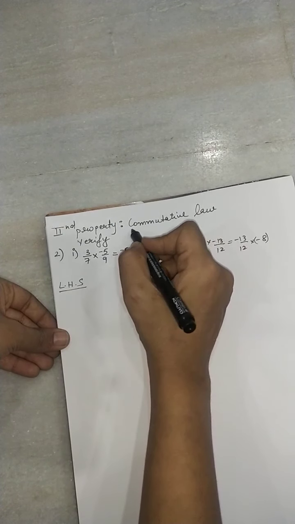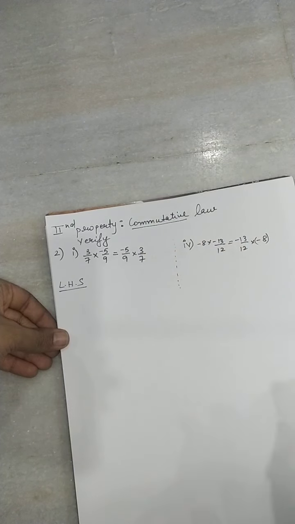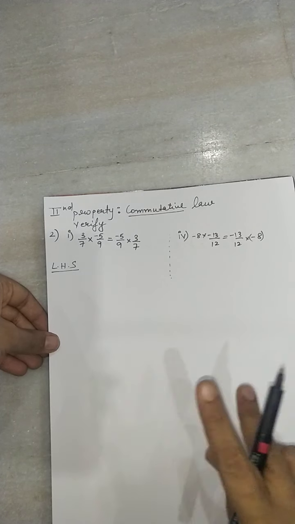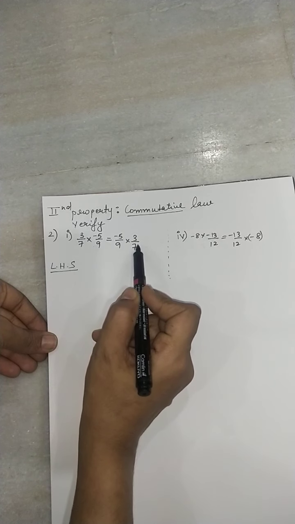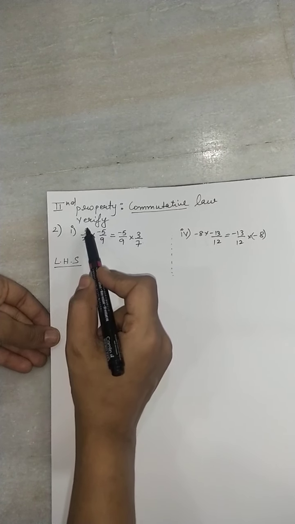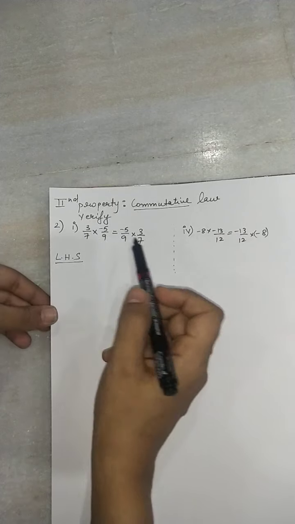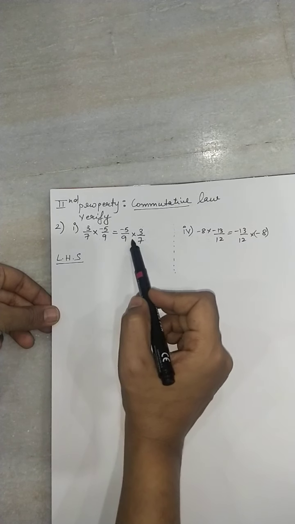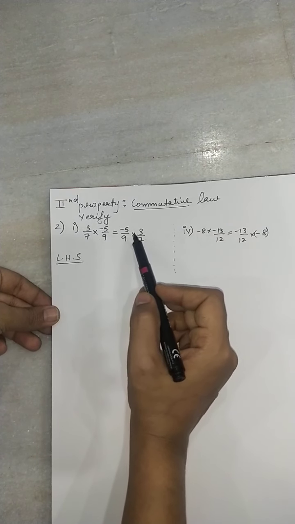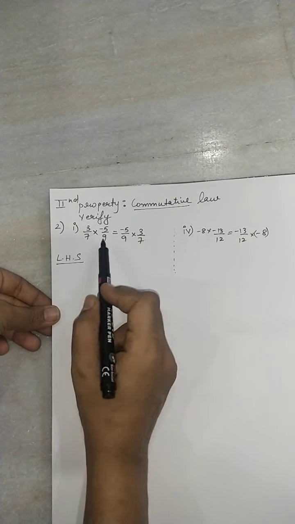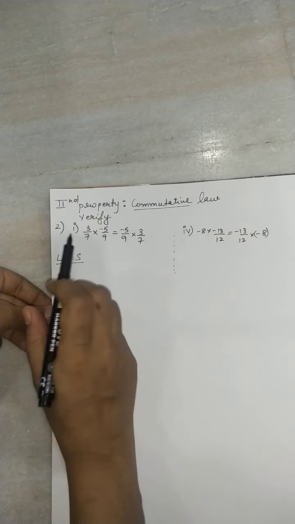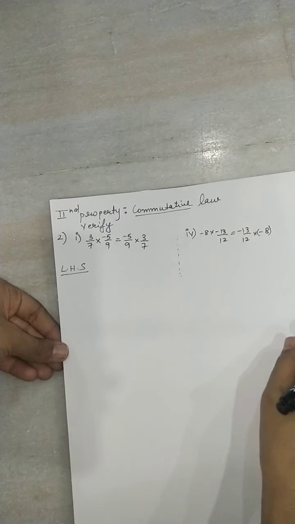Okay, commutative law, it states that two rational numbers can be multiplied in any order. You can see the numbers or values are the same with the proper sign and everything, just the order has been changed. First 3/7, here -5/9. So that is what I call commutative law, that two rational numbers can be multiplied in any order. Okay, so I'll start with the sum.